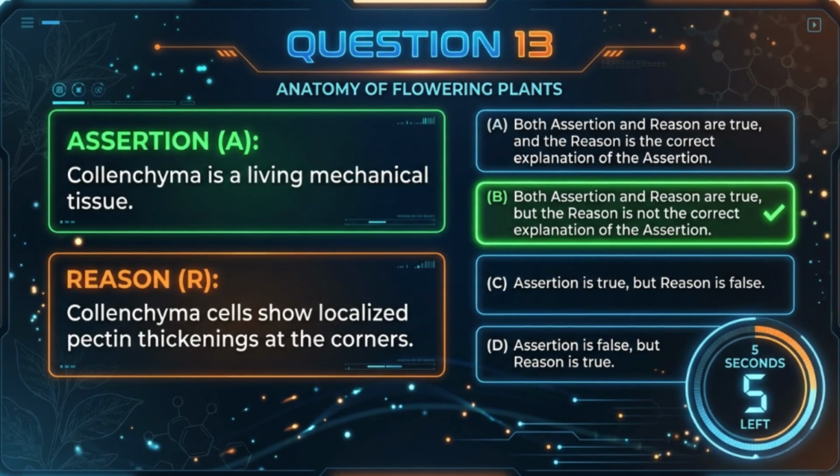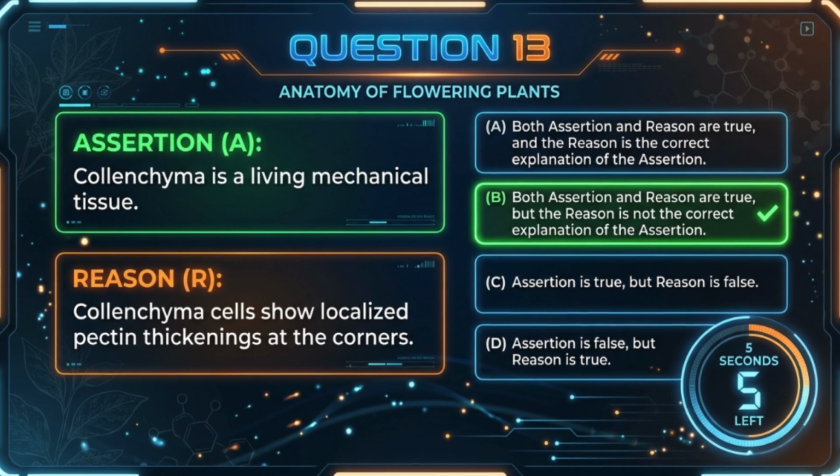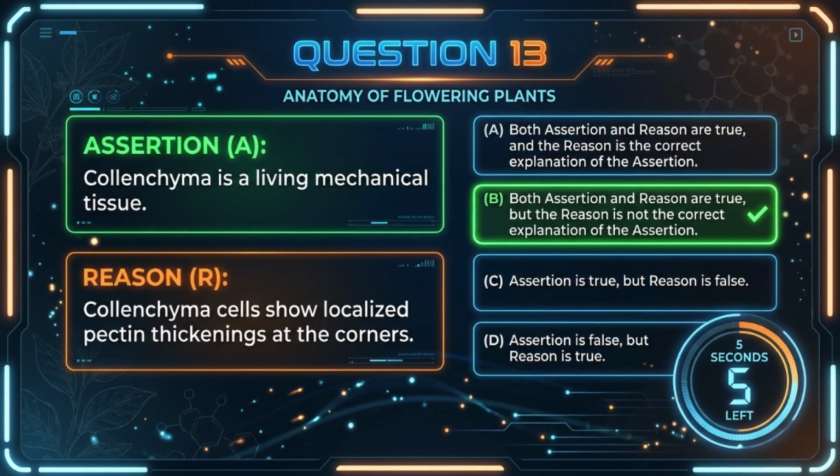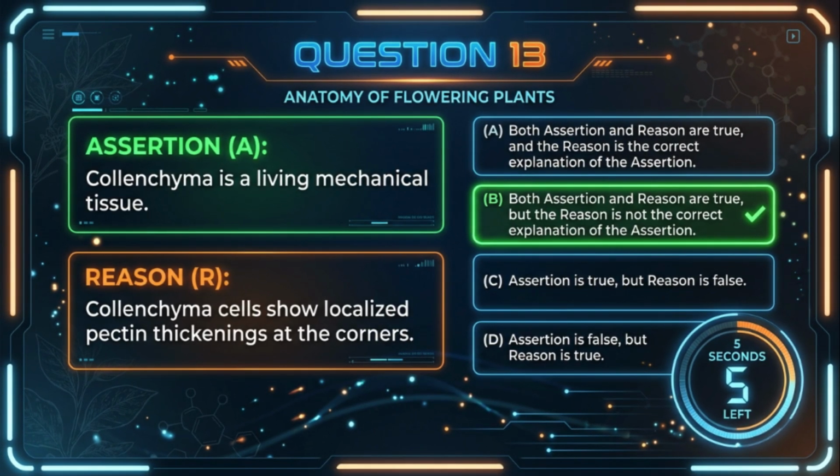Question 13. Anatomy of flowering plants. Assertion A, collenchyma is a living mechanical tissue. Reason R, collenchyma styles show localized pectin thickenings at the corners. 3, 2, 1. Collenchyma is indeed living and mechanical.